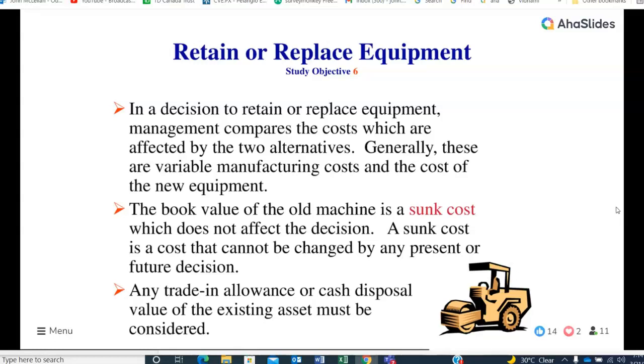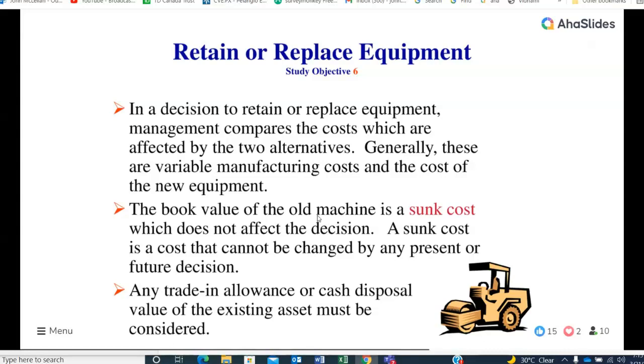Okay, to continue. Now, this type of decision is one a manager is faced with quite often. Managers are responsible for equipment, and this decision is, do I keep this piece of equipment or do I replace it with a new piece of equipment? So what we do is we compare the cost for both alternatives. Now, keep in mind that what we focus on here are future cash flows.